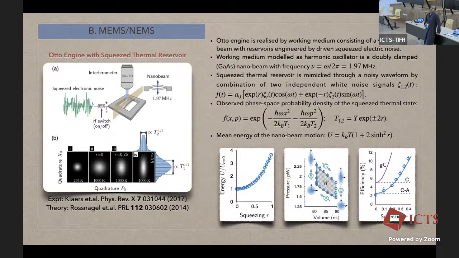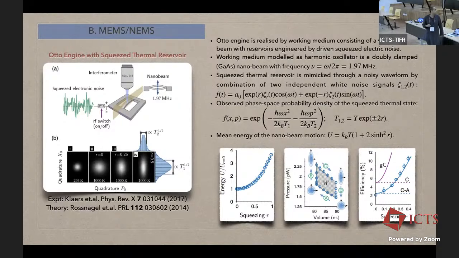And then you have this squeezed noise. This is how they generate it. This is what they mentioned, that they superpose two such white noises, Xi1 and Xi2, sines and cosines with these squeezing parameters with an amplitude A0. This is how they create this squeezed electric noise. The system is subject to this squeezed thermal noise, and eventually it gets thermalized.